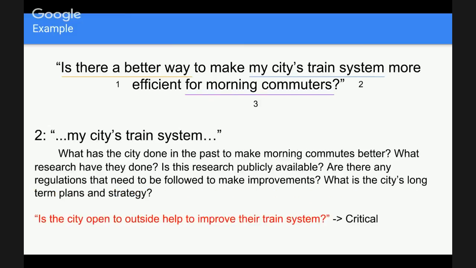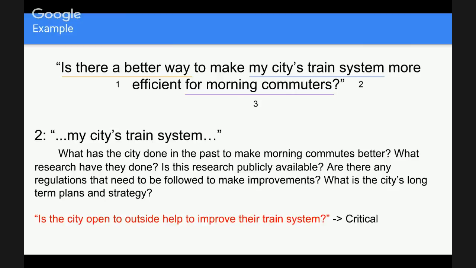Let's look at number 2. My city's train system. All right, this is the meat of the question, and I'm going to dive deep into these questions. What has the city done in the past to make morning commutes better? What research have they done? Is this research publicly available? Are there any regulations that need to be followed to make improvements?